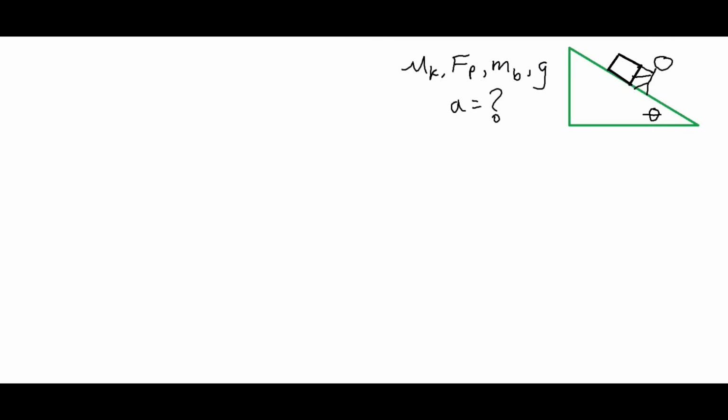Now for our second problem, we're going to be looking at a scenario where someone is pushing a block up an incline, and we're going to solve for the acceleration in terms of mu sub k, fp, mb, and g. This one is going to be a little bit more complex than the first one, and it's focused more on the concepts and knowing your trig and algebra as well.